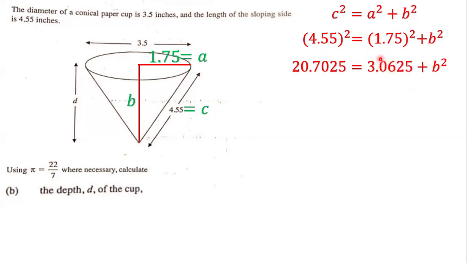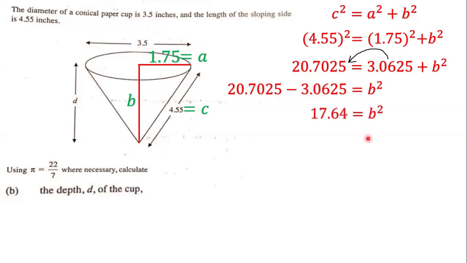What we're going to do is take this 3.0625 and send it over the equal sign. It was a positive, but now it becomes a negative. So we have 20.7025 minus 3.0625, and that is what B squared is equal to. When we subtract these two, we get 17.64. So we have 17.64 is equal to B squared.